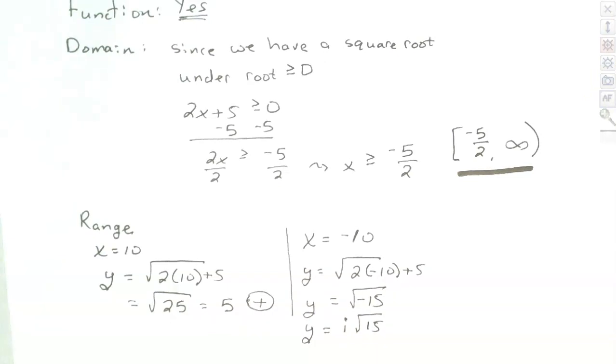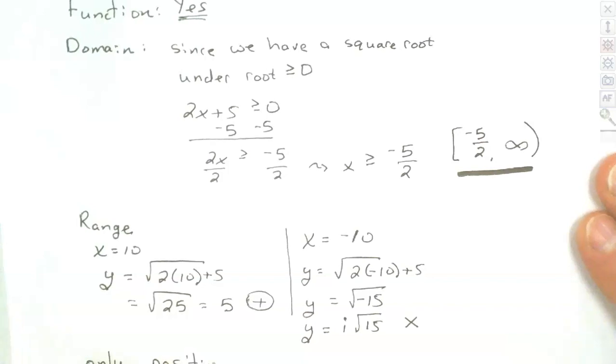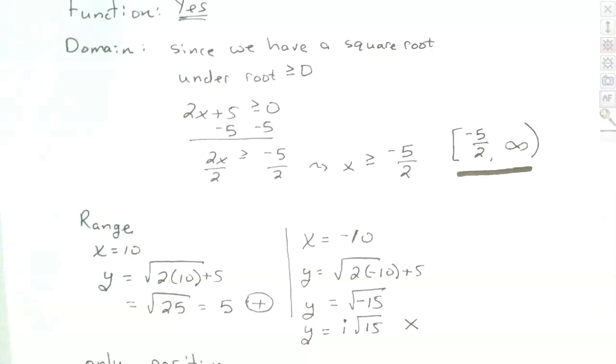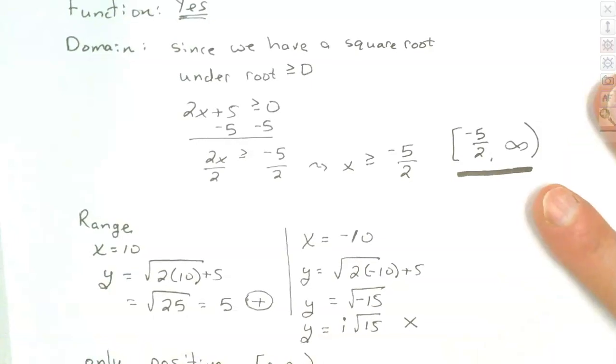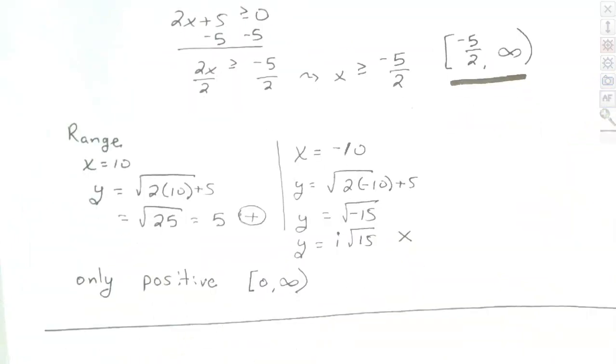And can we ever graph an imaginary number? When we go to graph things, what do we have? We have x's and y's, right? And it's only real numbers. So can we graph this i square root of 15? No. Okay, so in this case, we only get out positive values. So that means then that my range would be 0 to infinity. And that's going to be your range then.